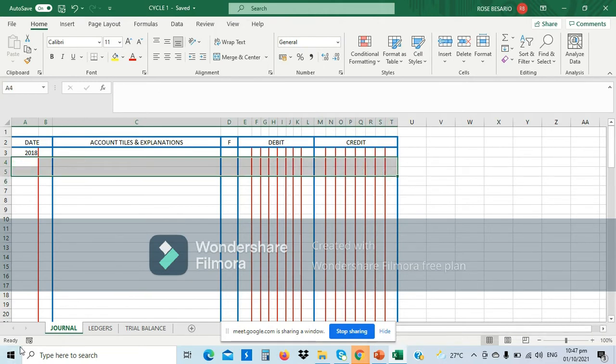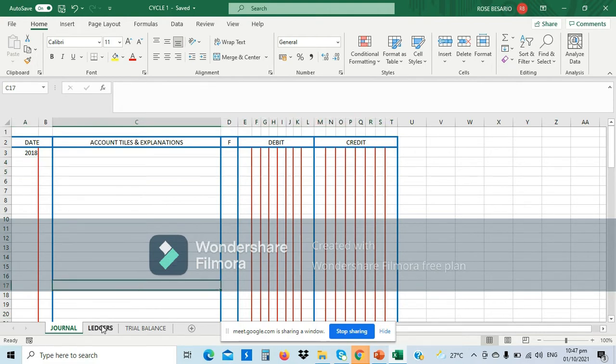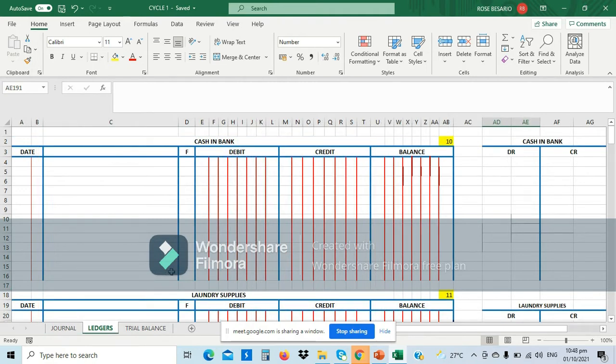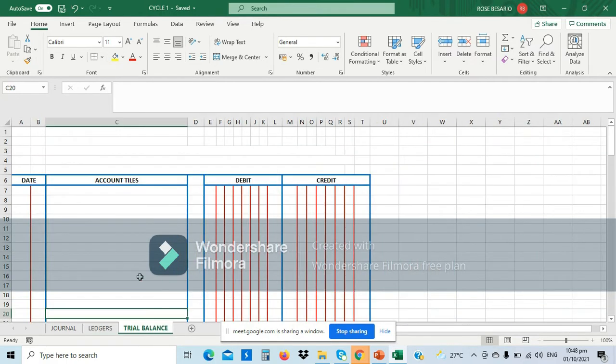Okay, so I have here a blank journal. I made it appear just like a column journal, and then you have a ledger. I am using a three-column ledger, and I also have here the account. The purpose is for you to be able to differentiate the two, like how you would prepare the ledger using a three-column ledger, and how you are going to prepare the account. And then I also have here space for the trial balance.